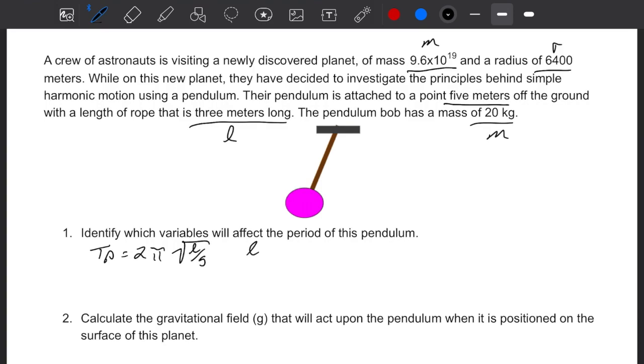Well, 2 is a number. Pi also represents a number. So the two variables that will affect the period of a pendulum would be L, the length of the pendulum, in this case 3 meters long, and g, the acceleration of gravity on that planet. If we're not told otherwise and we're on Earth or near Earth, we'll use 10.